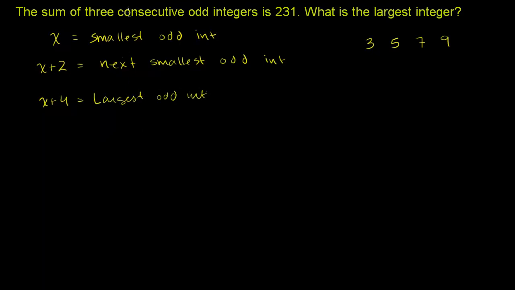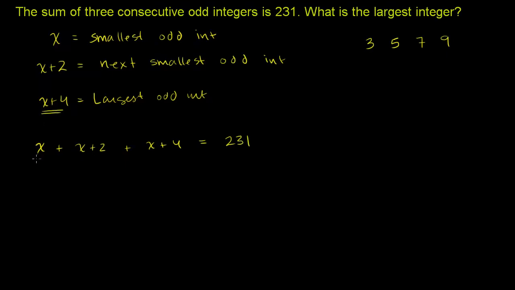And they tell us that the sum of these consecutive odd integers is 231. What is the largest integer? So if I take x, x plus 2, and x plus 4, and I sum them, they should be equal to 231. So let's do that. We have x plus x plus 2 plus x plus 4, and this needs to be equal to 231. And when they ask us what's the largest one, we're going to have to tell them what x plus 4 is equal to. So let's just solve this equation.